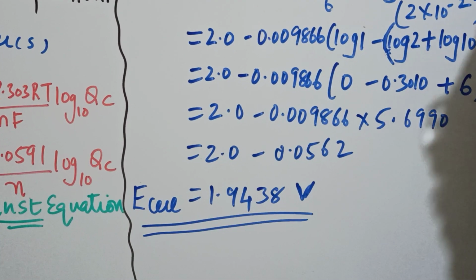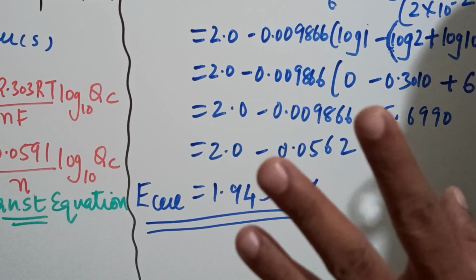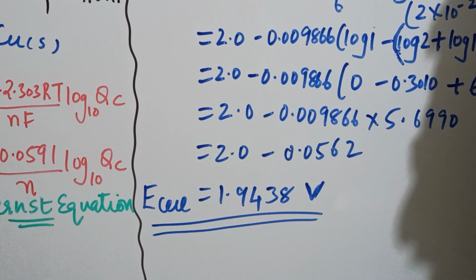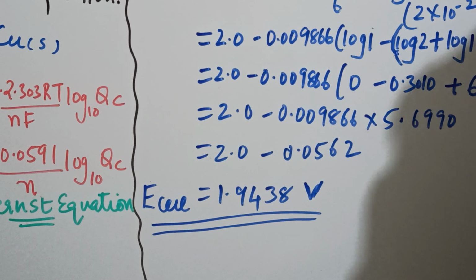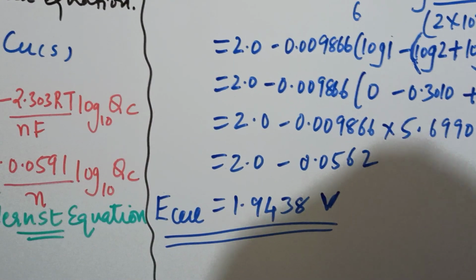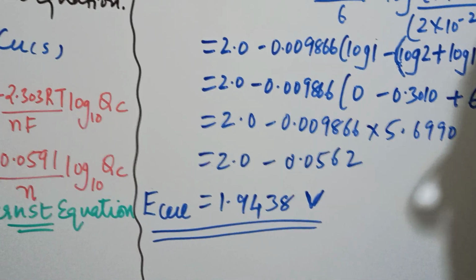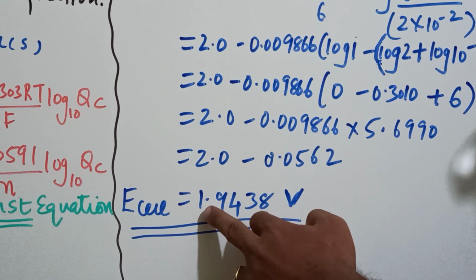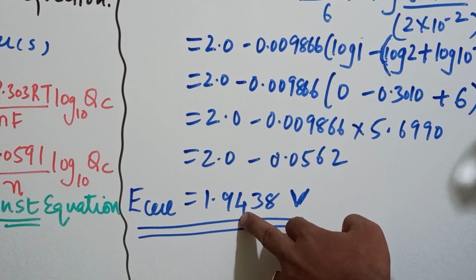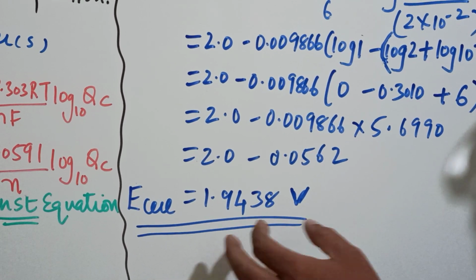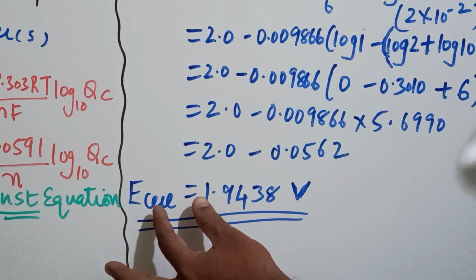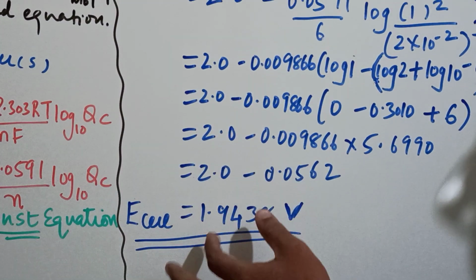Subtract this from 2 on your calculator, because simple calculator will be allowed in your board examination, especially in the Gujarat board. CBSE people are very unlucky. They may not get it. Okay. So E cell equals 1.9438 volt. So this will be the value of cell potential according to the Nernst equation.